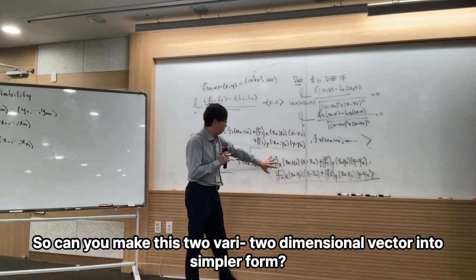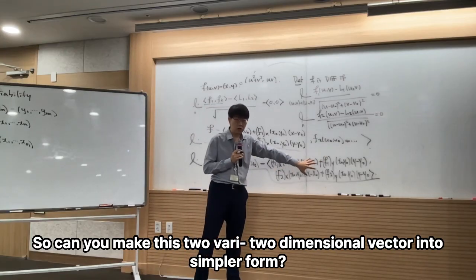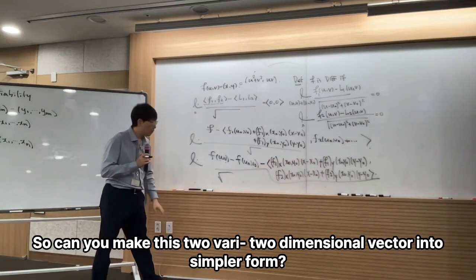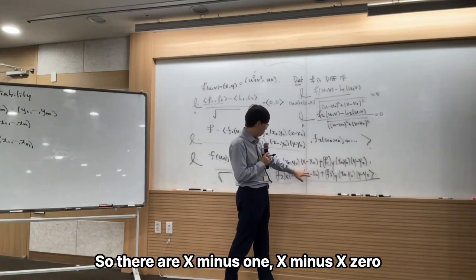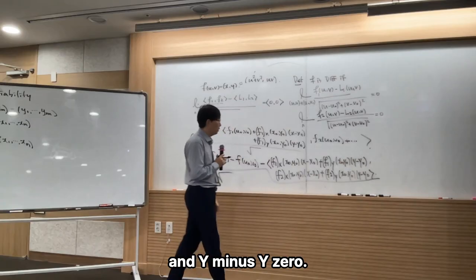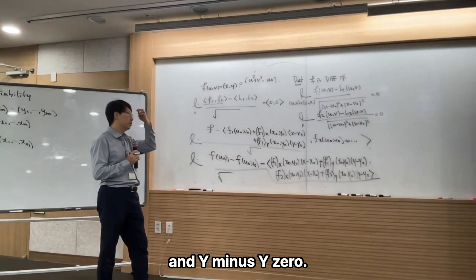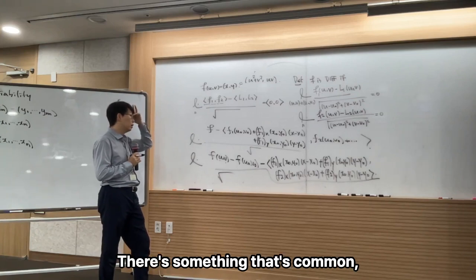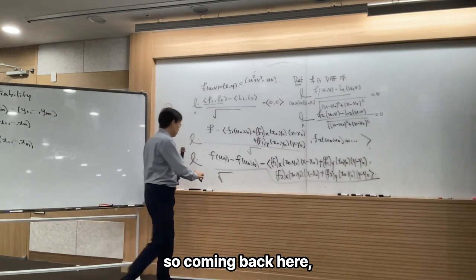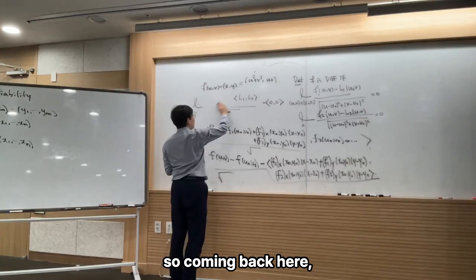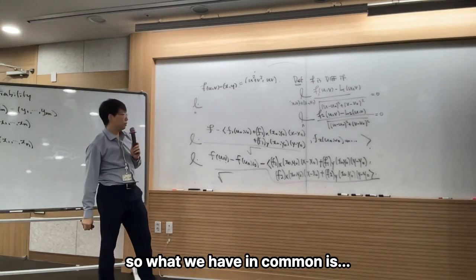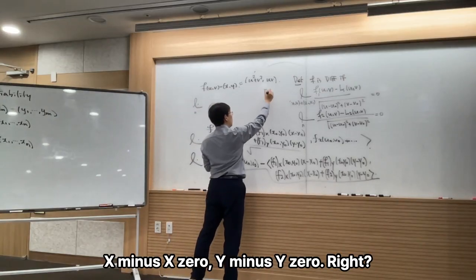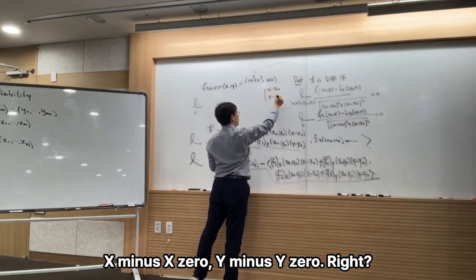So can you make this two-dimensional vector into simpler form? There's something common in between, right? So there are x minus x0, and y minus y0. There's something common. So coming back here, how do you make two? What we have in common is x minus x0, y minus y0, right?